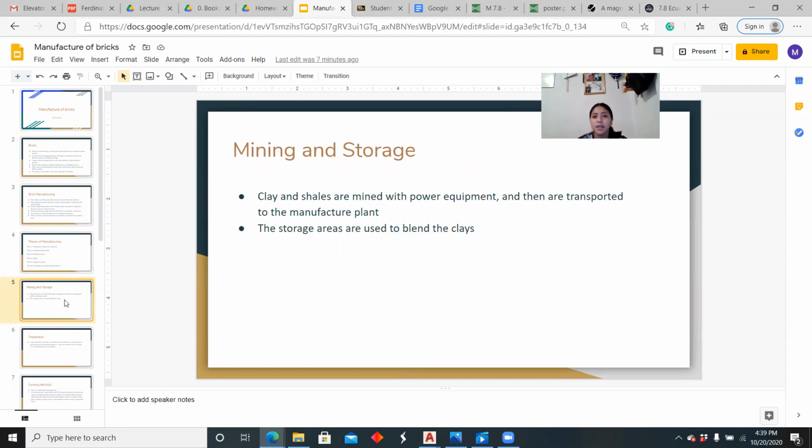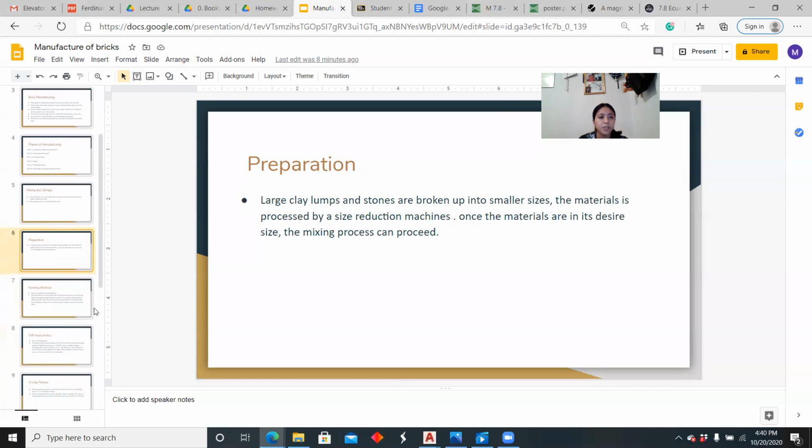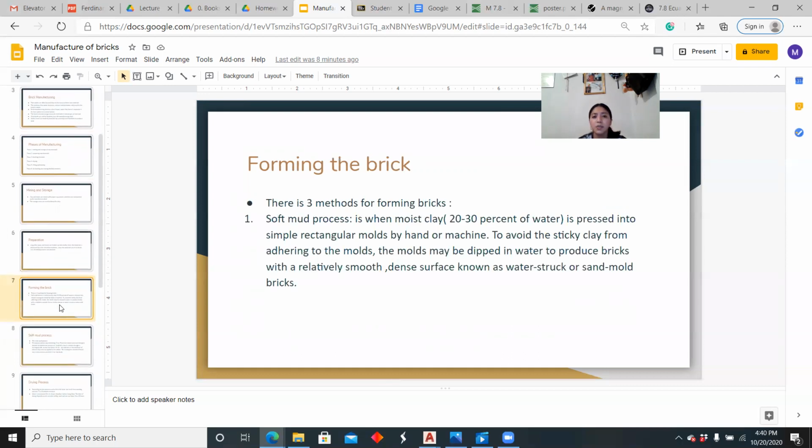Clay and shale are mined with powered equipment, which are then transported to the manufacturer to be used and reduced in size. The preparation of the raw material is when large clay lumps and stones are broken up into smaller pieces. This material is processed by size reduction machines. Once the materials are in the desired size, the mixing process can proceed. The mixing process comes with three methods, the three methods I already mentioned before.